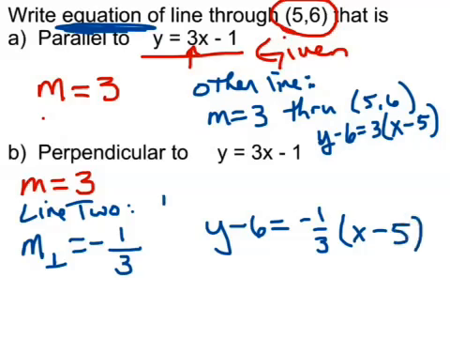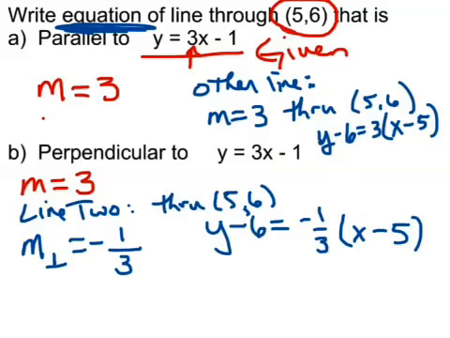Because remember, it was through 5, 6 up there in the directions, 5, 6. Okay, so I had to use the new perpendicular slope instead of the parallel slope. So here's the equation of the parallel line that goes through 5, 6. It's parallel to 3x minus 1. Here's the equation for a line that is perpendicular to the given line, and it goes through 5, 6.